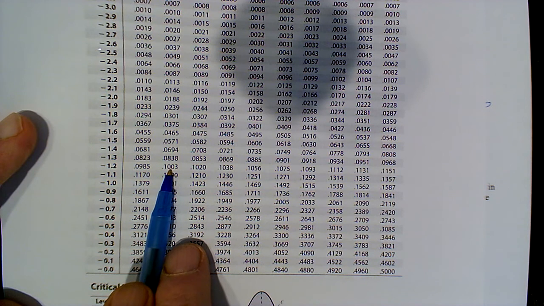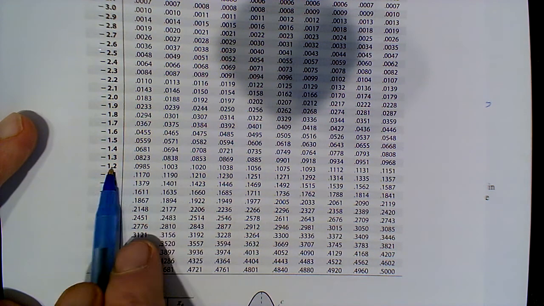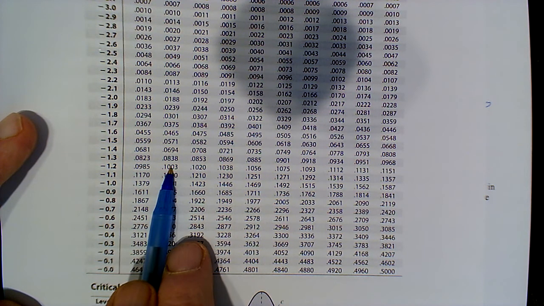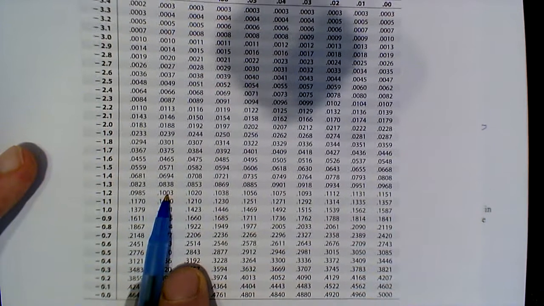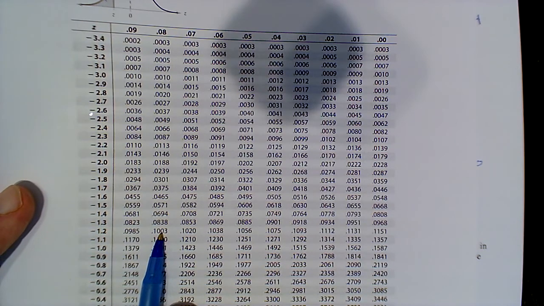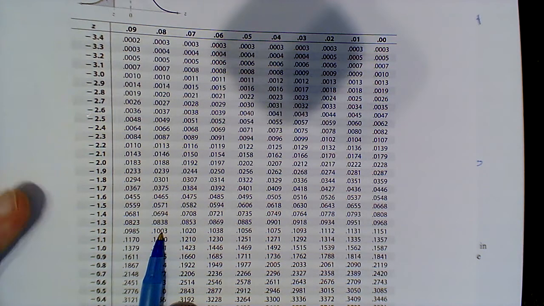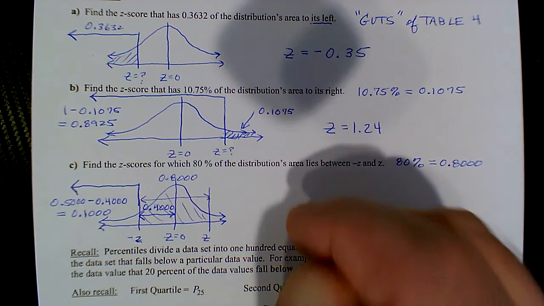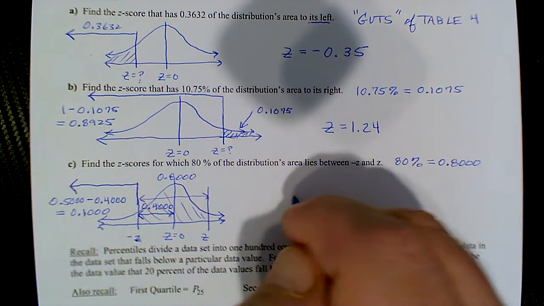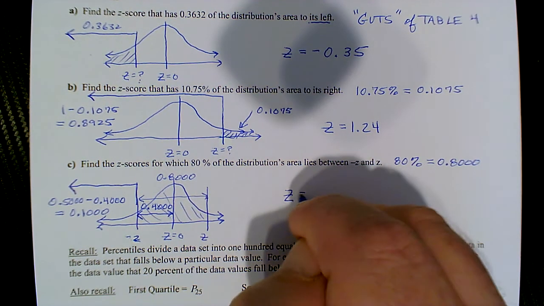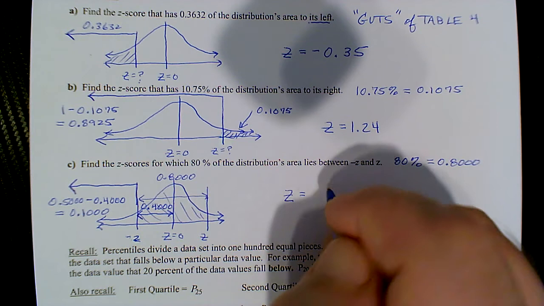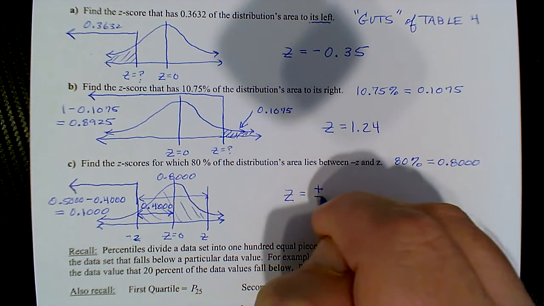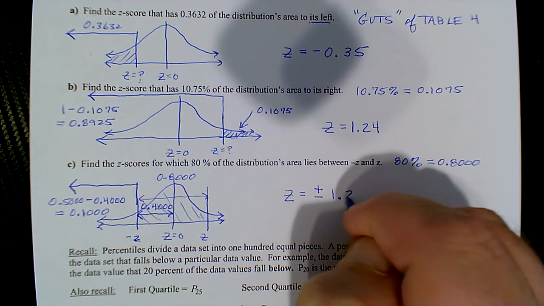the 0.1003, so negative 1.2, and then it's in the column of 0.08, so negative 1.28. So that's the left one, and the right one is just going to be the positive. So what we'll say is plus or minus 1.28.